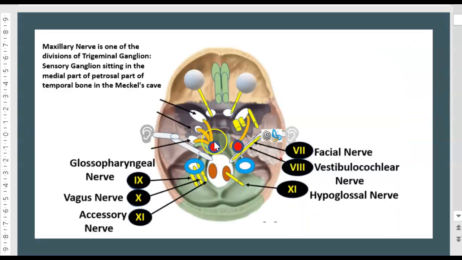Another view to illustrate the trigeminal ganglion. This is the anterior cranial fossa, the middle cranial fossa, and the posterior cranial fossa. Inside the middle cranial fossa, there is the temporal bone, and there is the petrous part of the temporal bone, in which sits the trigeminal ganglion with its three branches: the ophthalmic, the maxillary, and the mandibular branch.